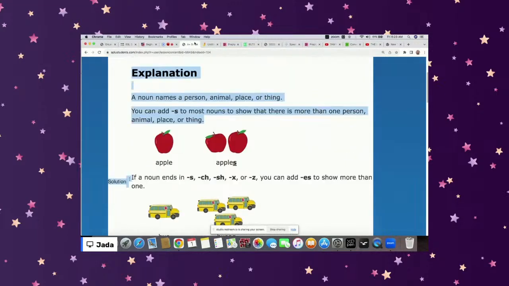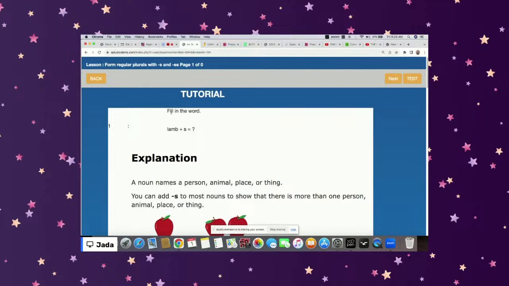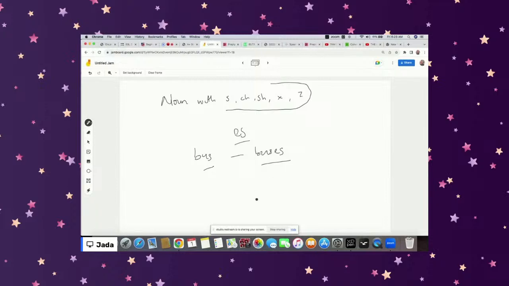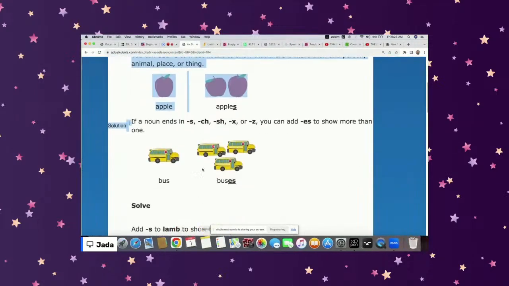So we have this example up here. We have fill in the word lamp plus s. So if you have lamp plus s equals lamps. Okay? Shows that this is plural. But if you just have lamp, it is singular.